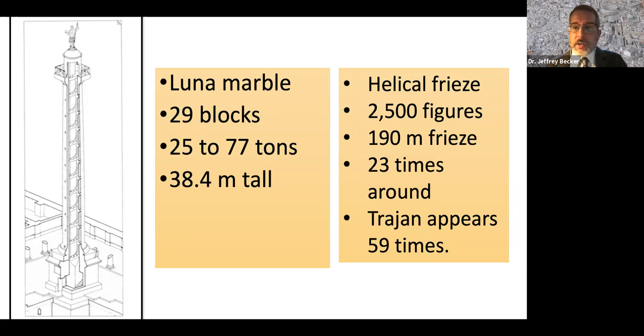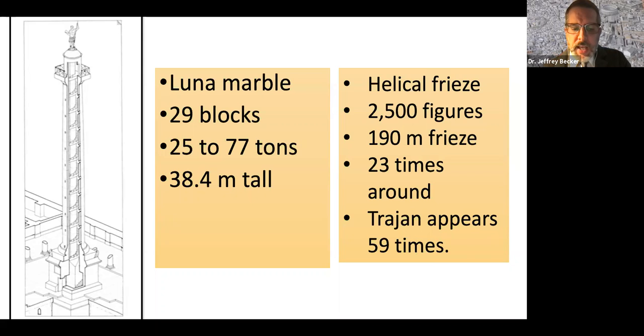But then this vertical column carries a helical storiated frieze, carved in relief, and telling this sort of synoptic narrative, the story of the Dacian Wars that Trajan carried out, essentially from beginning to conclusion. There are over 2,500 figures in this frieze. If you could take it off and stretch it out, it's about 190 meters long. So as a composition, it's sort of mind-blowing.